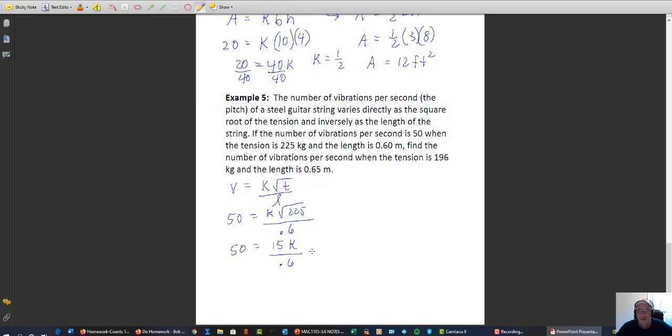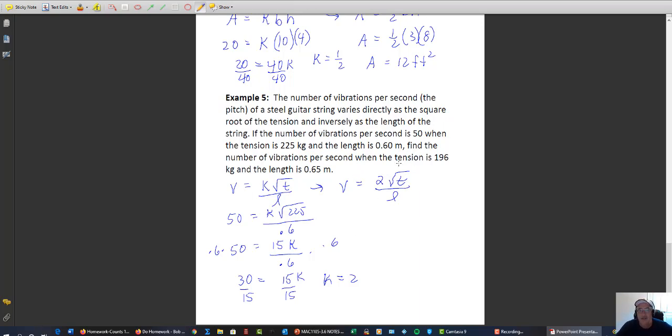Now again, to get rid of that fraction, multiply both sides by 0.6 here. So we'll end up with 15K equals 30, and dividing both sides by 15, we get a nice K value of 2, which we are going to take and plug back in up top here and rewrite this model and then solve. All right, so just be careful with how they word these now.